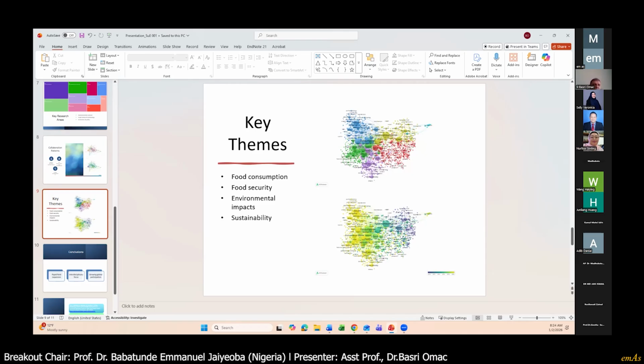Also, we can observe the environmental impacts parameter is also involved in this part of the studies, and sustainability is another trend for recent studies.